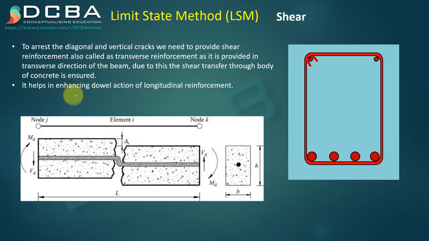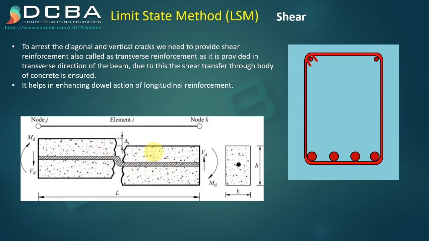It helps in enhancing the dowel action of longitudinal reinforcement. The dowel action is that the shear that is coming into the body of the concrete is not only the entire responsibility of the shear reinforcement to stop the cracks from going, but even these tension reinforcements and compression reinforcements also take some shear. And how do they take shear? They take it by this dowel action.